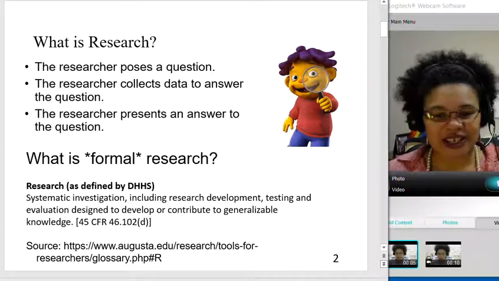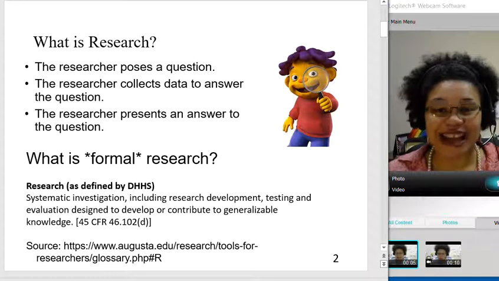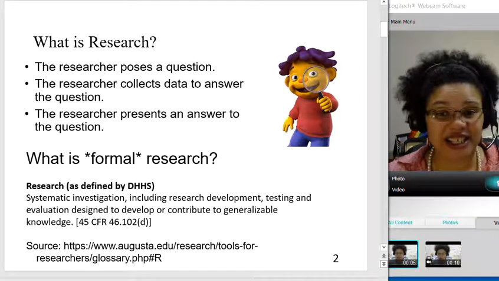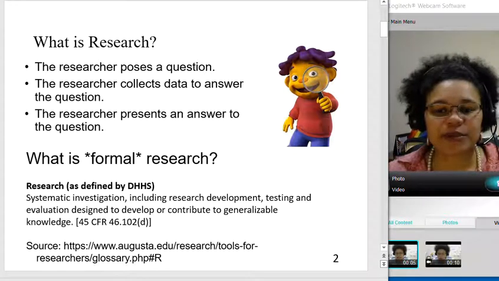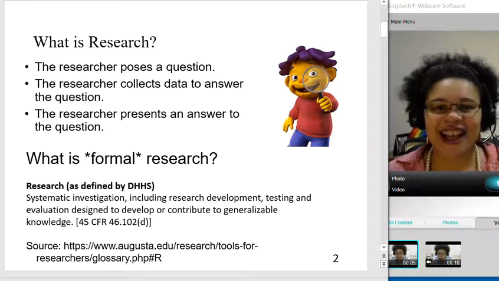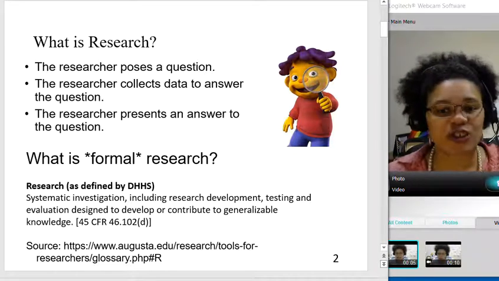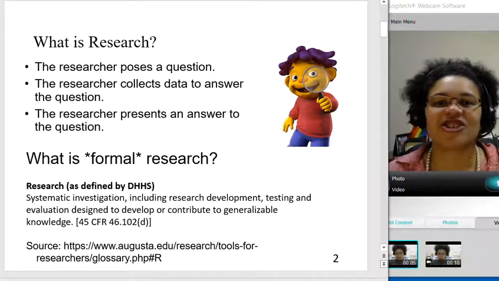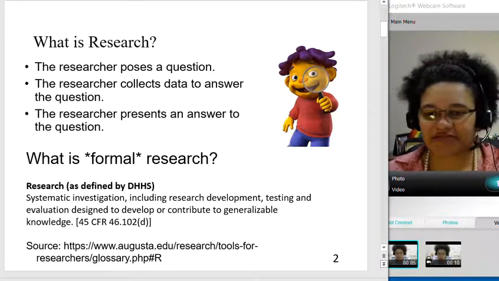Research, as defined in our glossary on our Augusta University website, is a systematic investigation, including research development, testing, and evaluation, that is designed to develop or contribute to generalizable knowledge. So we're going to learn how to do systematic investigations at a graduate level that are designed to develop new knowledge or contribute to existing generalizable knowledge. All right.